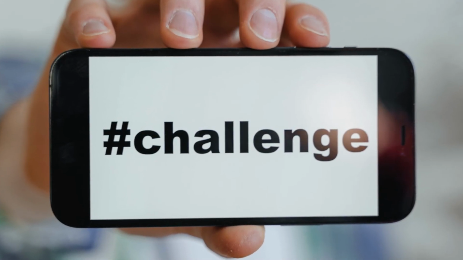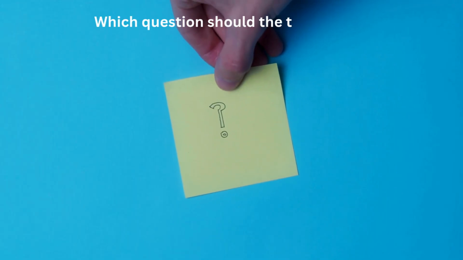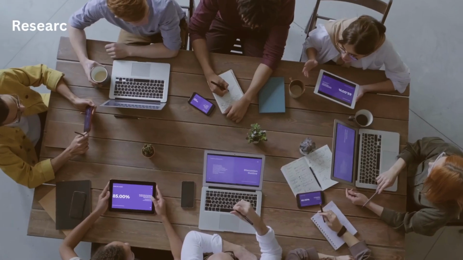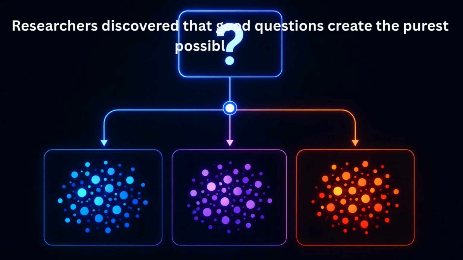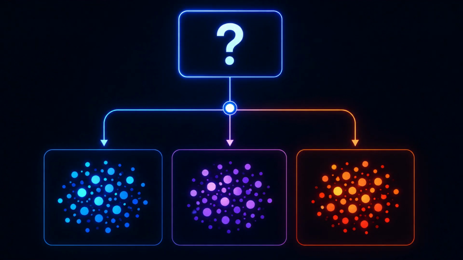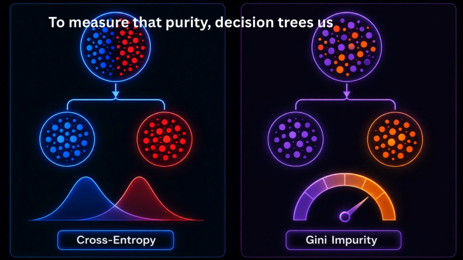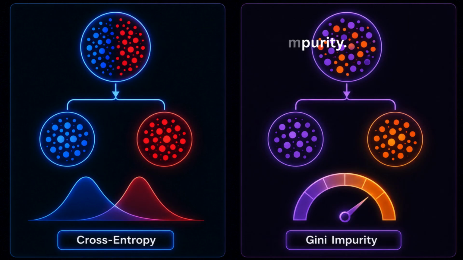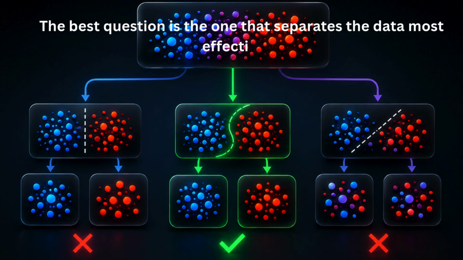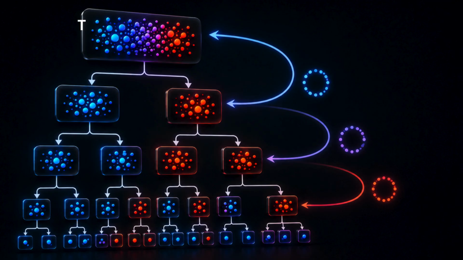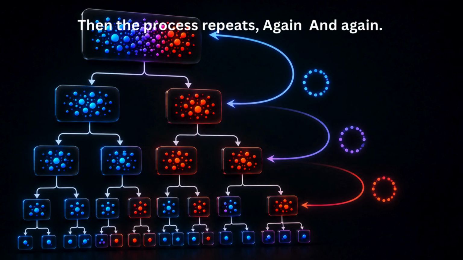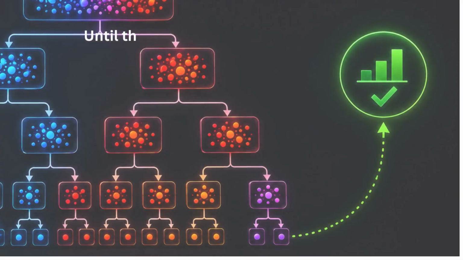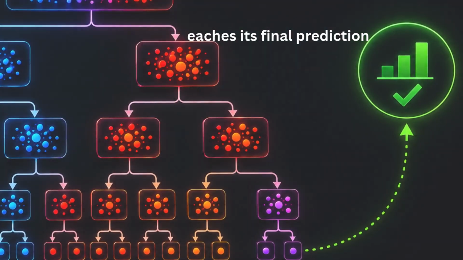But this creates a new challenge. Which question should the tree ask first? Researchers discovered that good questions create the purest possible groups. To measure that purity, decision trees use metrics like cross-entropy or Gini impurity. The best question is the one that separates the data most effectively. Then the process repeats, again and again, until the tree reaches its final prediction.